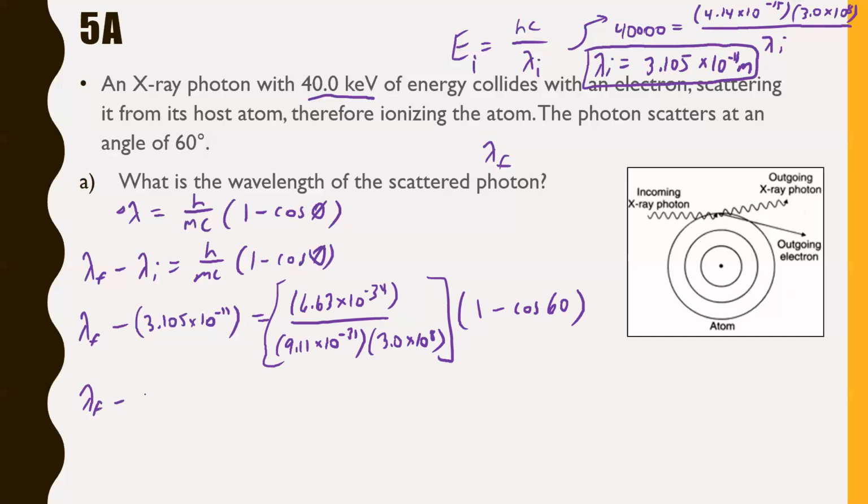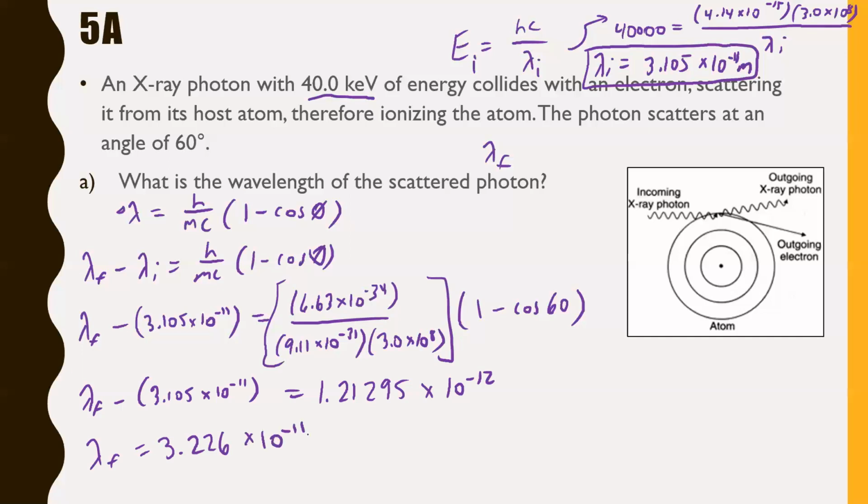So lambda f minus 3.105 times 10 to the negative 11 equals all of this multiplied together, which gave me 1.21295 times 10 to the negative 12. And then, of course, to find your lambda f, we just have to add this thing over here. So lambda f is going to equal, and I'm not going to round it quite yet, it'll be important for the next question, 3.226 times 10 to the negative 11 meters.